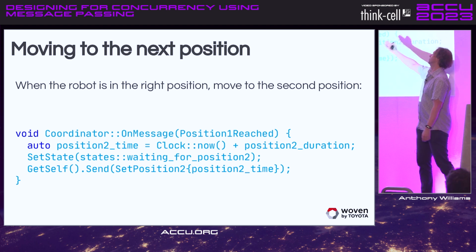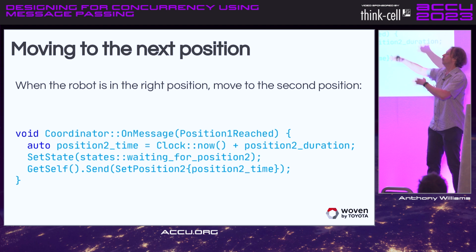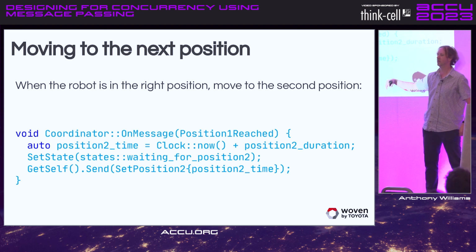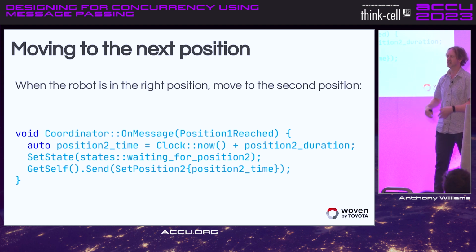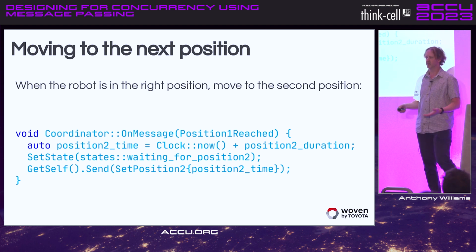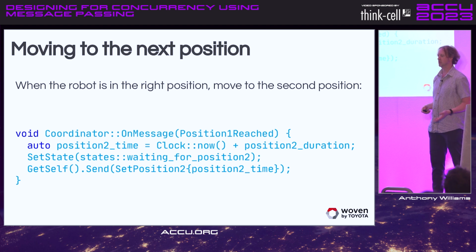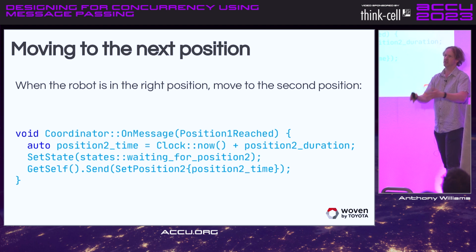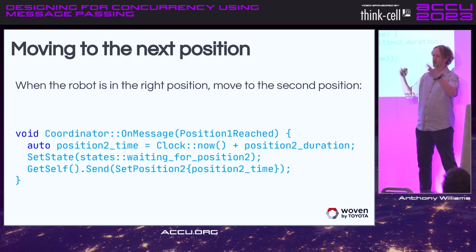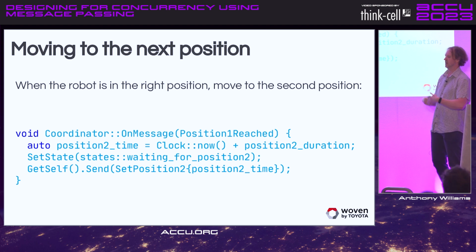But again, when the whole robot is in position 1, then we work out how long it's going to take to get the whole robot to position 2. We set our state. We start moving to position 2. And then similarly, we send out messages to all the individual actuators, saying move to the target position for overall position 2, and so forth.